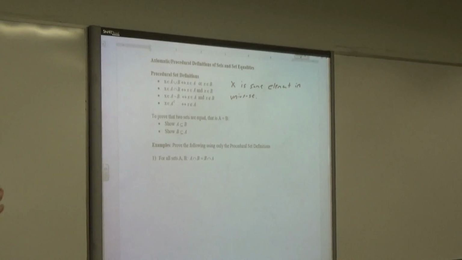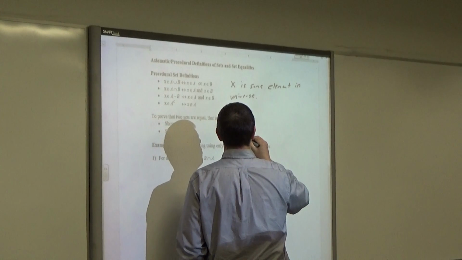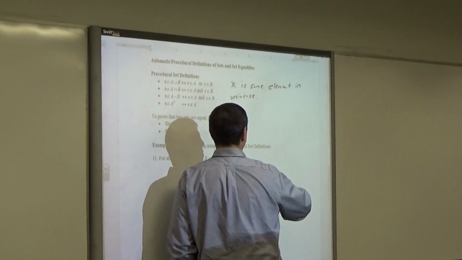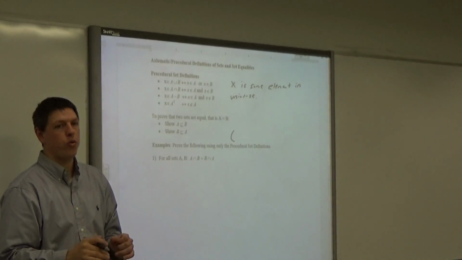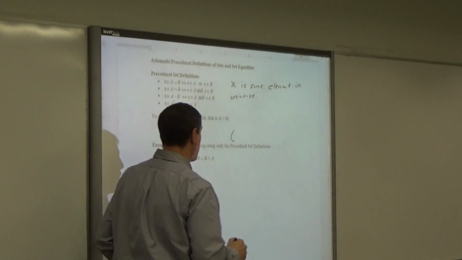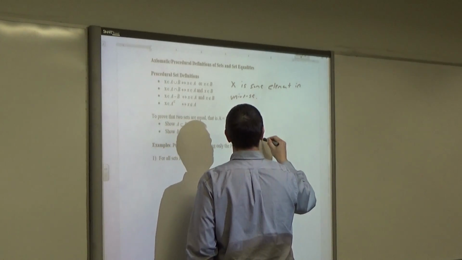So all we have at our disposal are going to be our procedural definitions. We can also use some of the rules of logic as well. Remember, at the beginning of the course, we had those Boolean rules of logic, and we've already proven all of those. So we can use them as well. I'm going to write at the top, the logic rules as well.